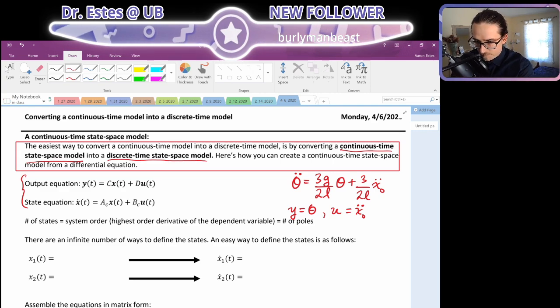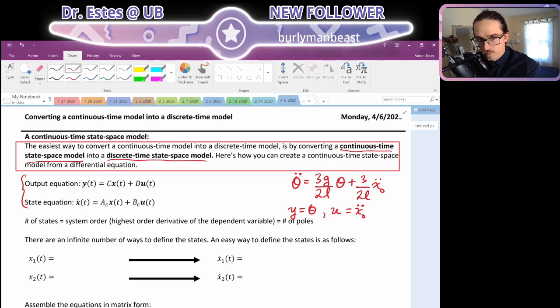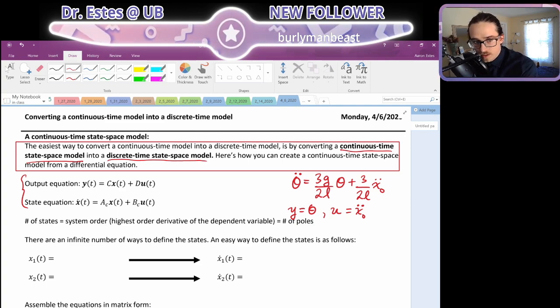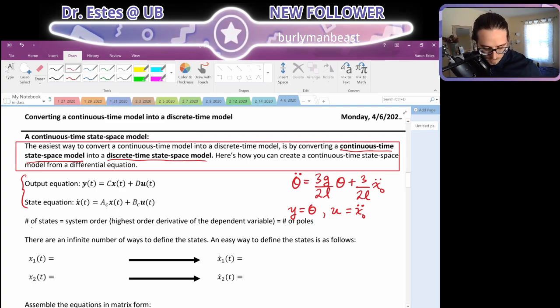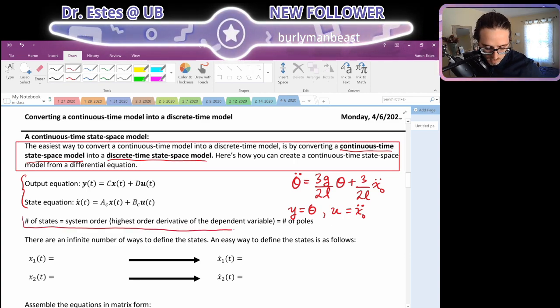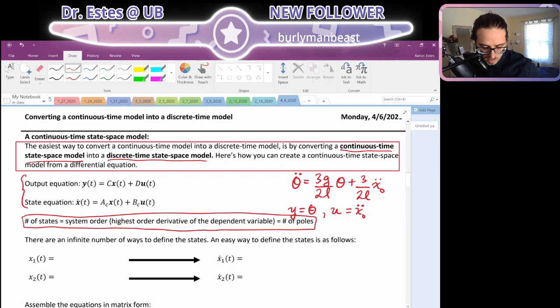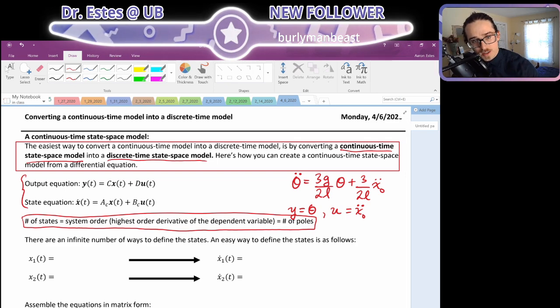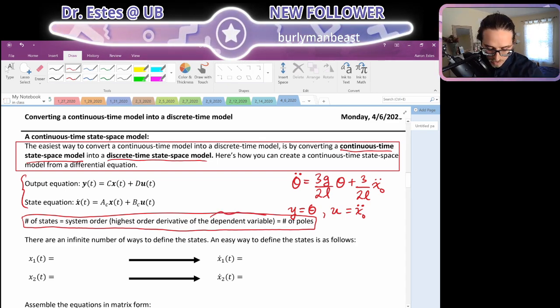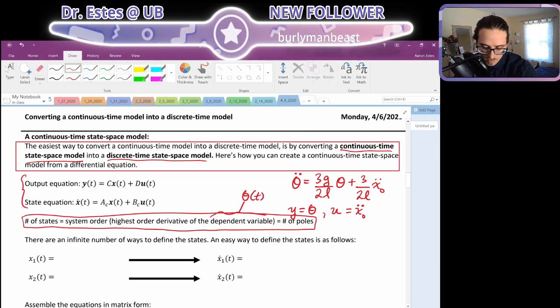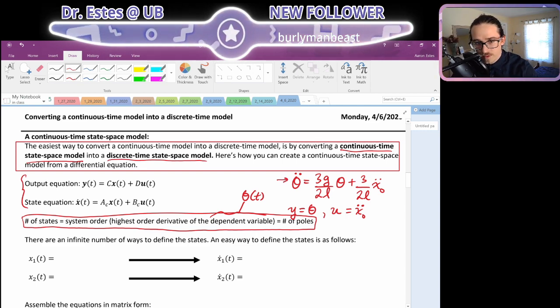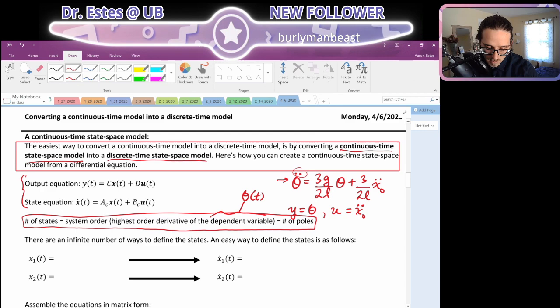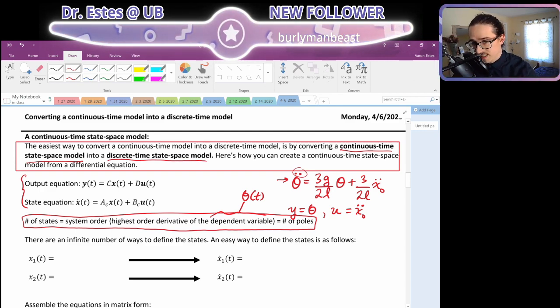So if you want to convert this into state space form, the first thing you want to do is define your states. The number of states is equal to the system order. So what's the system order? Well, it's the highest order derivative of the dependent variable that we're concerned with. So that's theta of t. So if you look at this equation, the highest order derivative here is the second order derivative. So this is a second order system. So it's going to have two states.